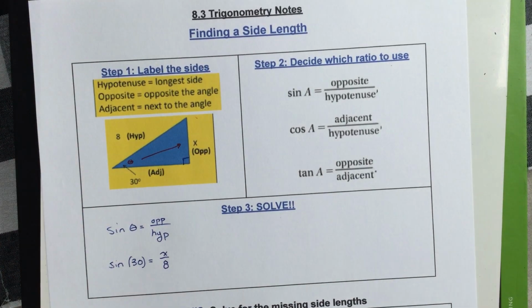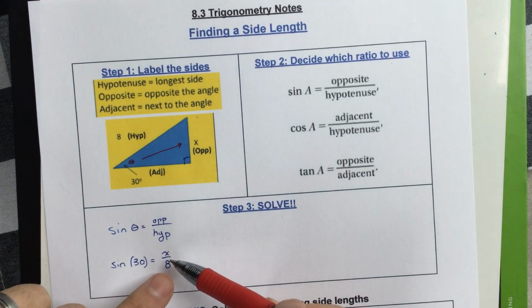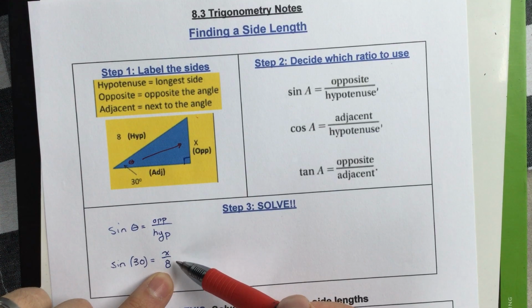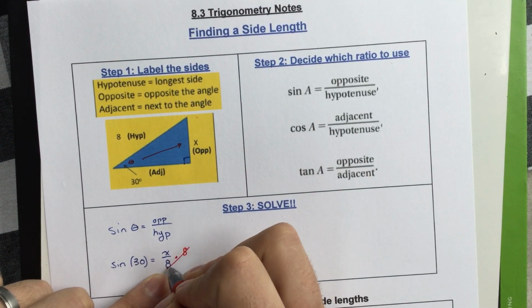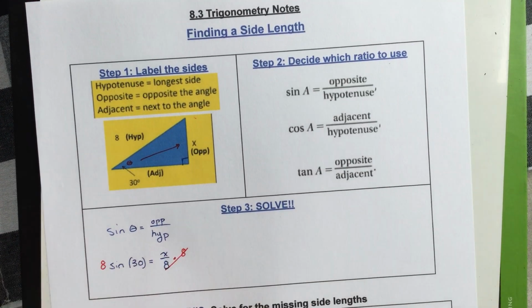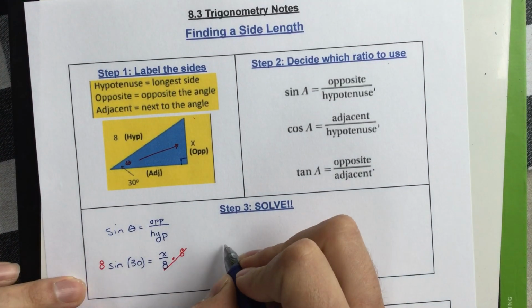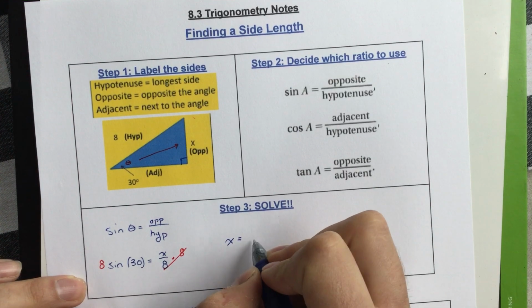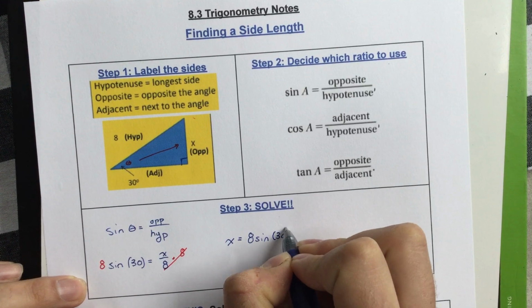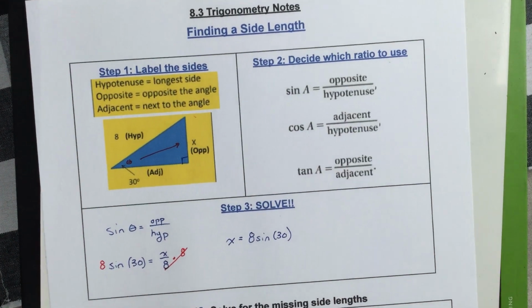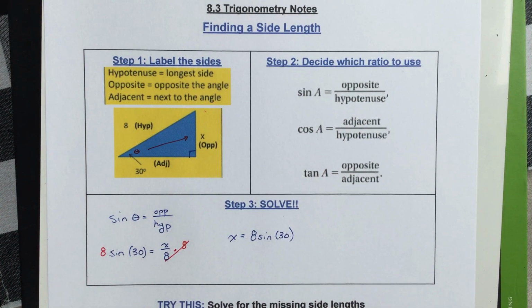So now this becomes an algebra problem where I can see that if I want to isolate the variable x, I need to do the inverse operation, or I need to multiply by 8 instead of divide by 8. And what you're left with is that the side length equals 8 sine 30. Now this is where you're going to need to use a calculator, right? So I have a few calculators here that I want to show you that will help you with this calculation.